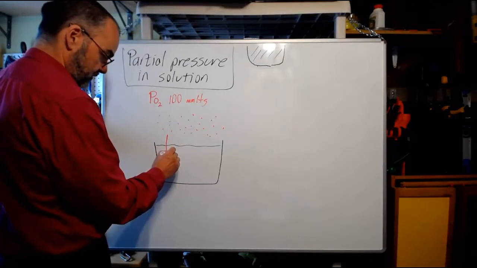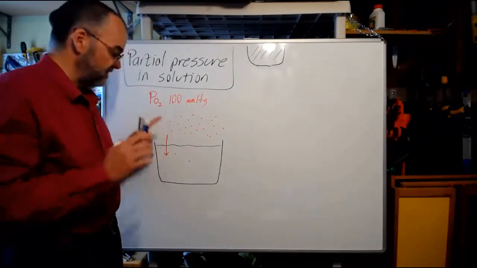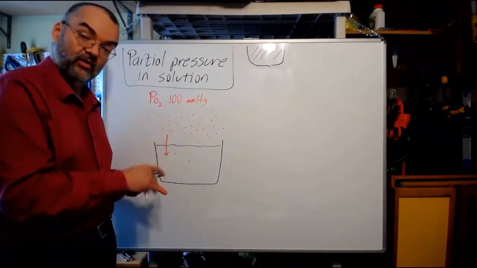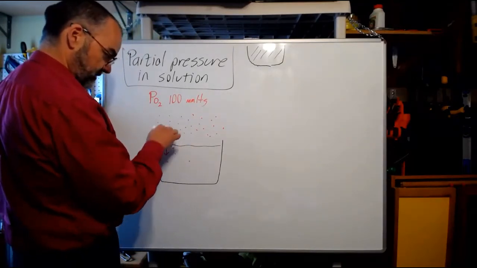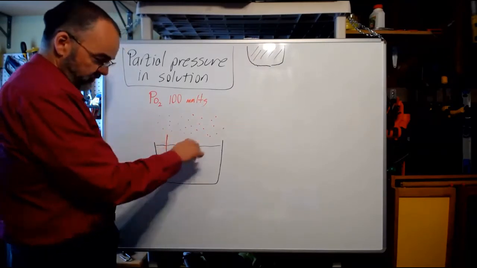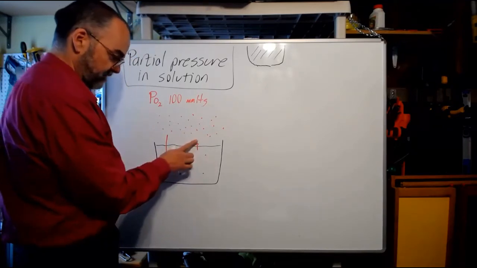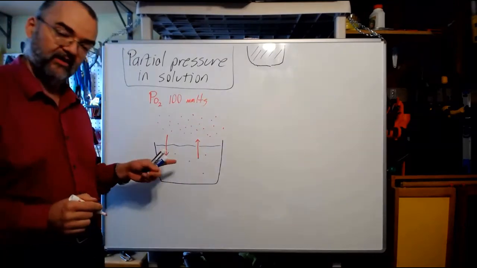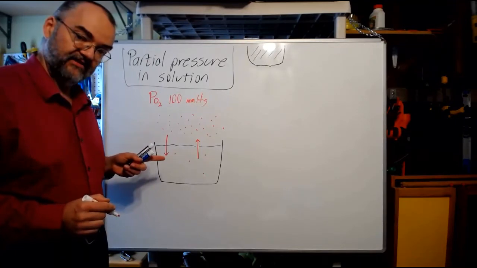So we'll move a couple of oxygen molecules in there. So now there's a little bit of oxygen dissolved in the water. Now that oxygen will start coming out as well. So in the next moment in time, the oxygen is still moving in, but now some is moving out. There's more moving in than out, so we'll add a few more. And at that point, it's starting to move out more. And at some point, pretty quickly here, we get to the point where oxygen is leaving the solution just as fast as it's entering.